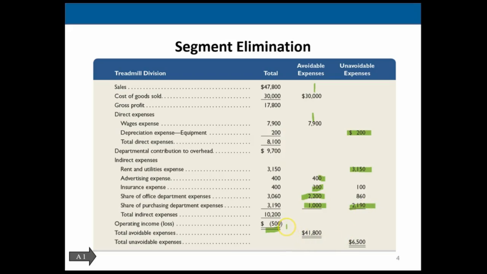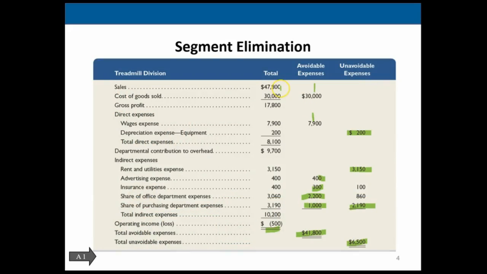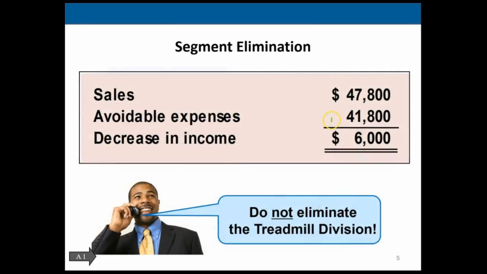So even though we have this 500 loss, we really have, in terms of avoidable expenses, 41.8. Unavoidable expenses will be 6.5. So now taking this information, we can do a calculation and say, well, if the sales are 47.8 and we take out just the avoidable expenses and not the unavoidable, then we have 6,000 that is still being contributed, revenue over the avoidable expenses.